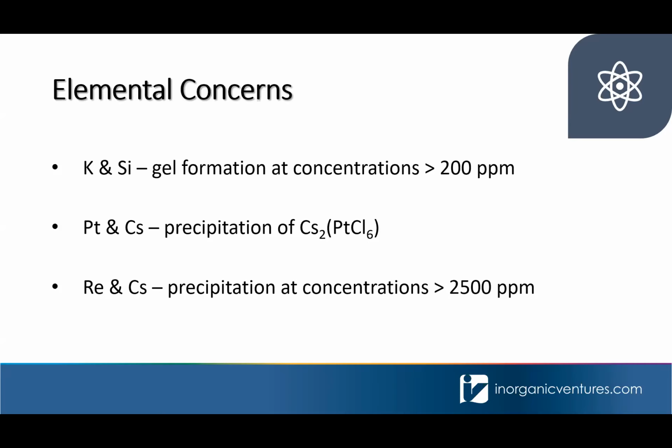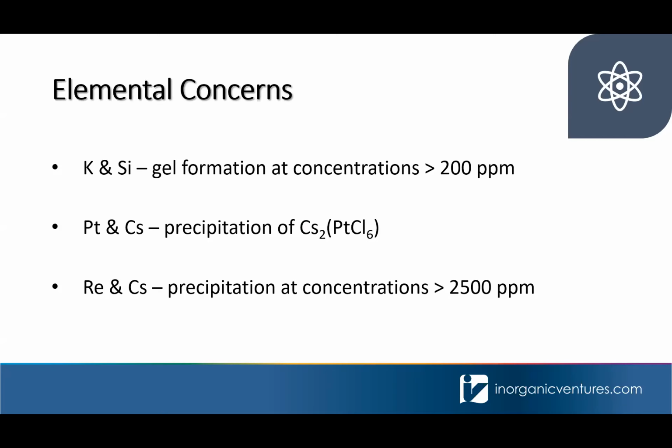First off, the presence of potassium and silicon at concentrations greater than about 200 ppm can cause the formation of a gel in your solution. The problem here is you don't recognize that this gel has formed until you go to pour your solution out of your flask or whatever container you've prepared in. And by that point, it's too late. So if you have potassium and silicon in your analysis, be aware of this particular gel formation.